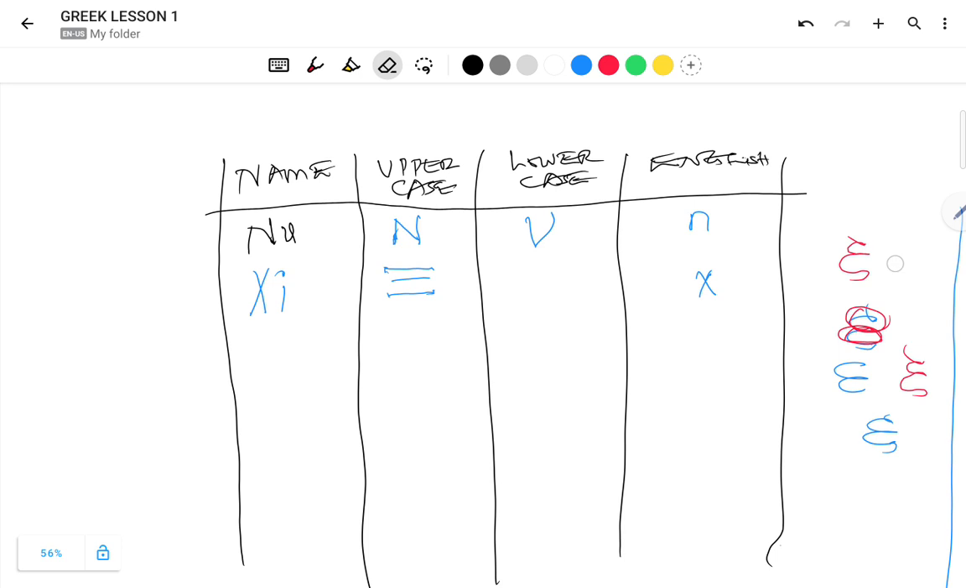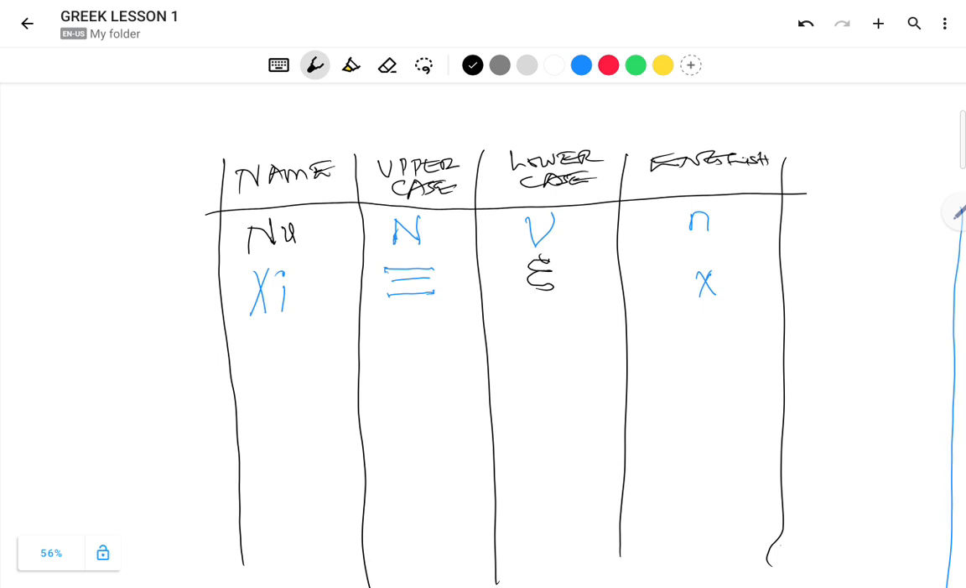So when you find something like this that looks like an E, like a 3 that is tilted, that is Xi, and it's equivalent to the English letter X. And so we write smaller, bigger, curve, that, like that. And so, again, you notice this, you're going to need to practice that.